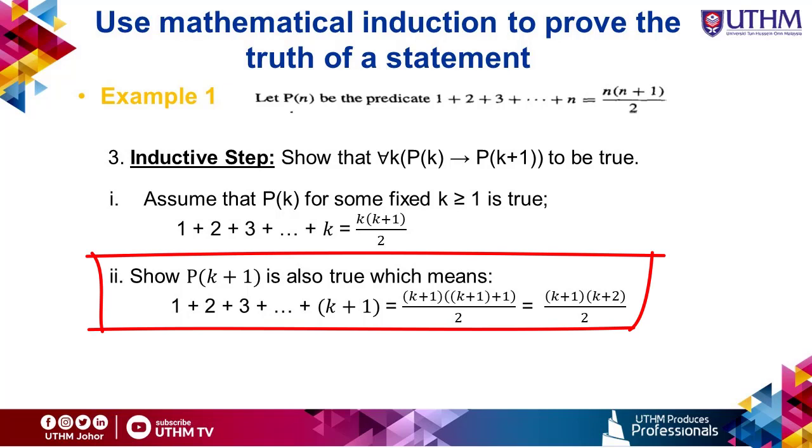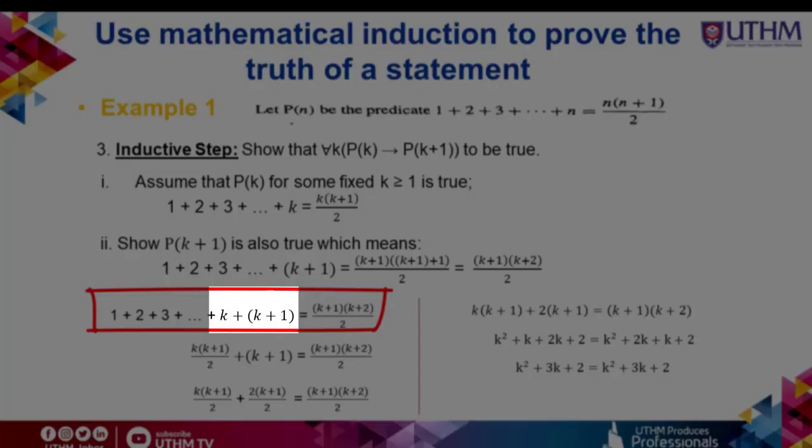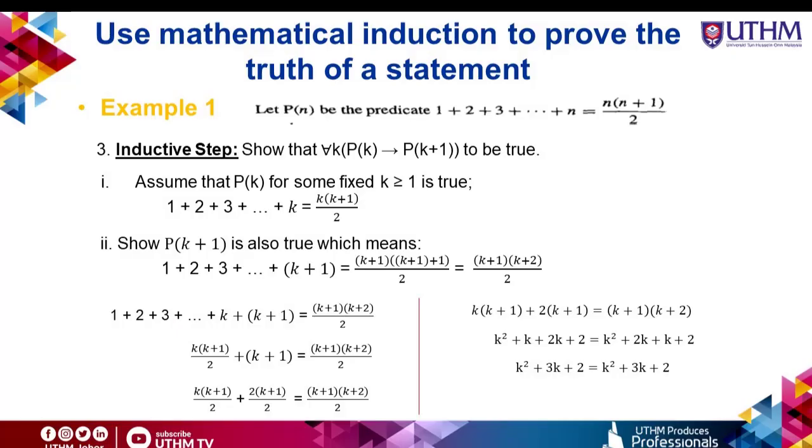From the equation, we have to replace n with k plus 1 as shown on the slide. From the equation highlighted, we know that k comes before k plus 1. Furthermore, we have to show that the left-hand side is equal to the right-hand side. This part can be replaced with the Pk.